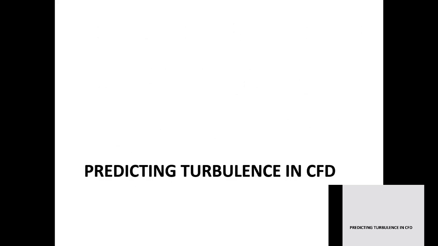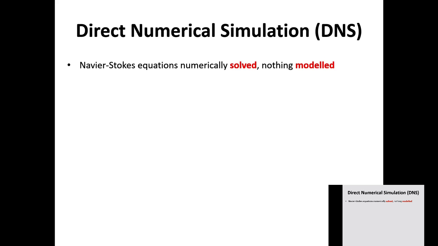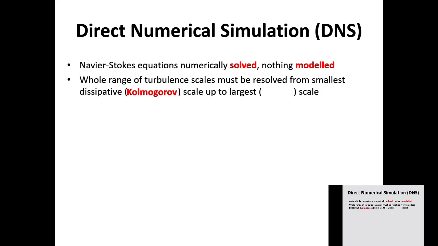Okay, then we will look at how we predict turbulence in CFD. We have what you call the direct numerical simulation. So in direct numerical simulation, everything is solved through an equation. You solve the Navier-Stokes equation numerically. Nothing is modeled. You don't assume anything. You just solve it. Okay.